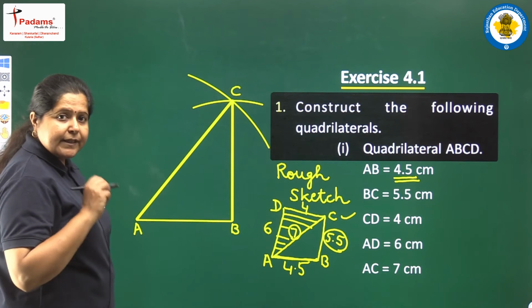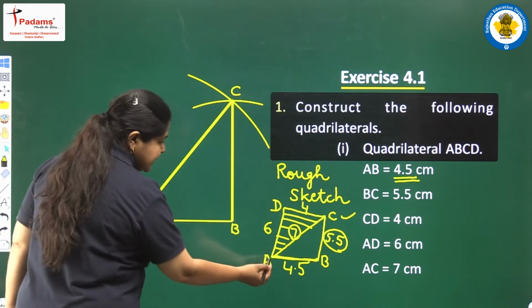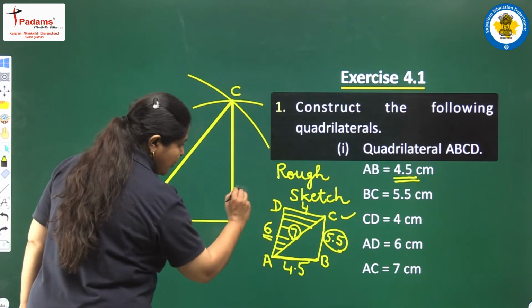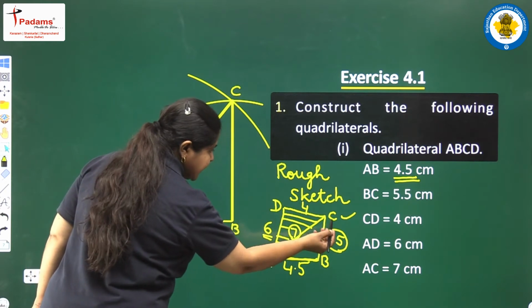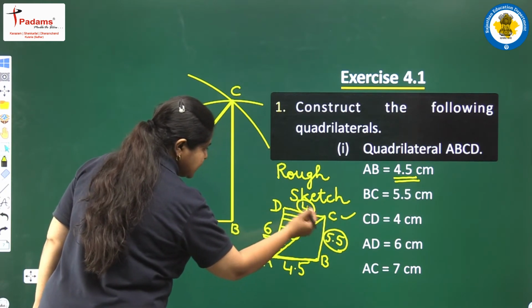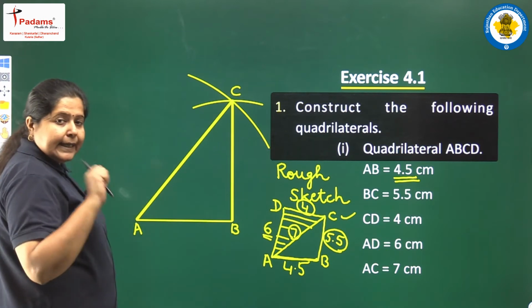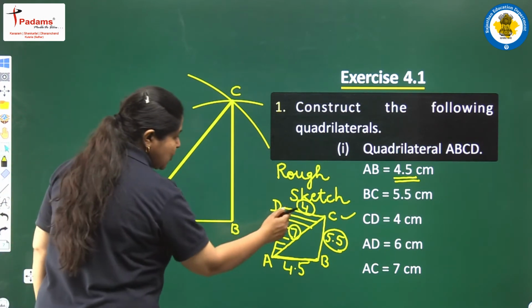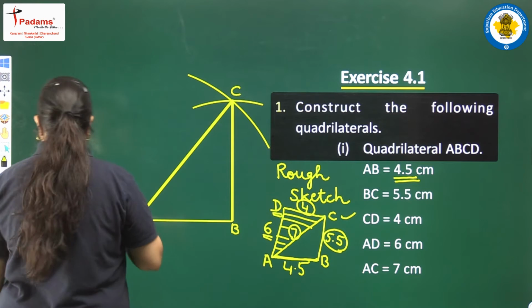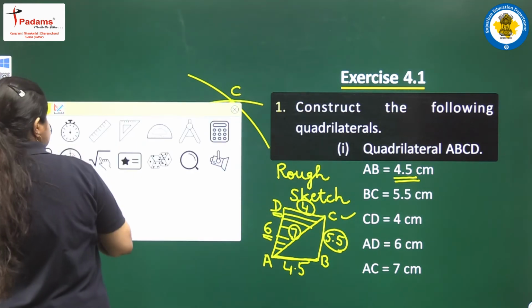For this again we need a compass. With A as center and radius 6 centimeters, we will draw one arc, and with center C with radius 4 centimeters, again we will draw one arc, and the point of intersection of these two arcs we will take up as point D. So again we need one compass.